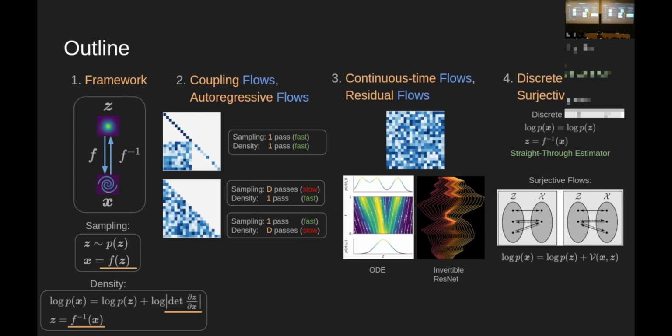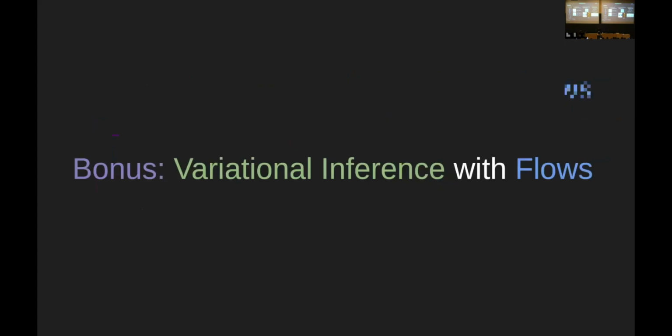Yeah. So that's it for the main part. We have a lot of time, so that's good. Then we can look a little bit at the bonus. The talk is not over. So we'll look at how to use it in variational inference, flows in variational inference.